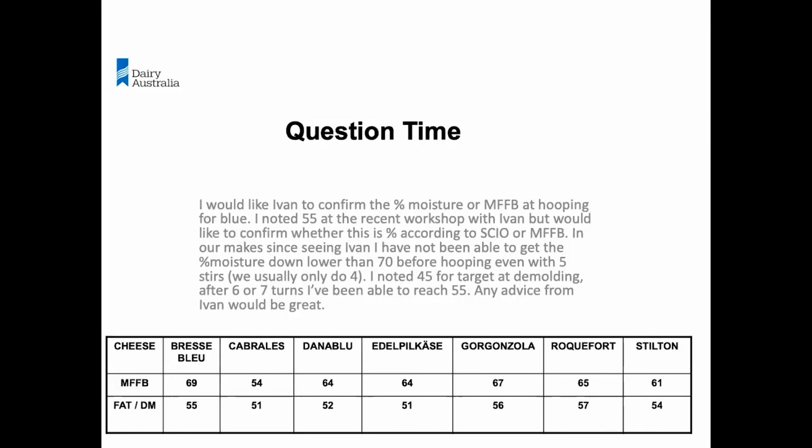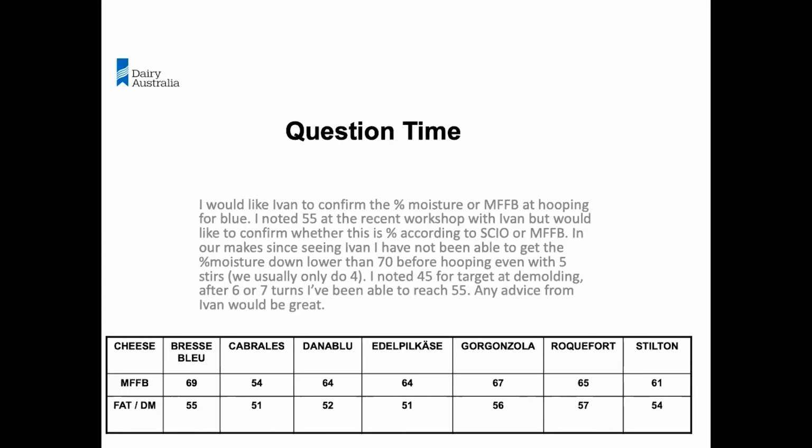So with the SCIO, you need to control the moisture level at molding, and then you check it again at unmolding, and with this value at unmolding, you can extract the MFFB. In the bottom in here, you can see different values for different types of cheese. Of course, those values are references and starting points, depending on the type of milk and the type of cheese that you want to make, but this is more or less where you should be.